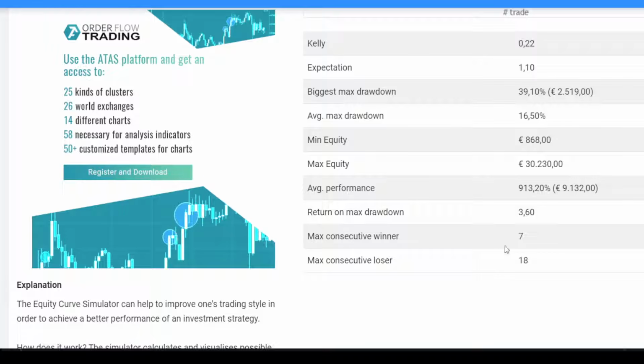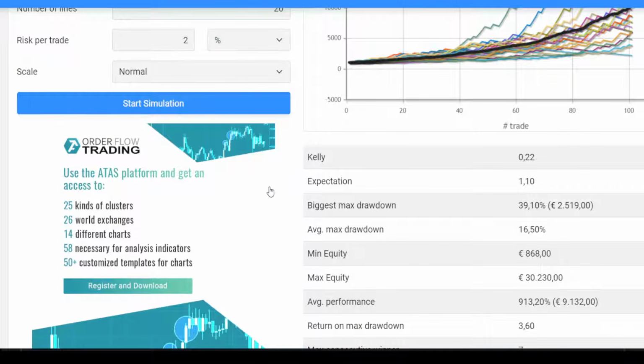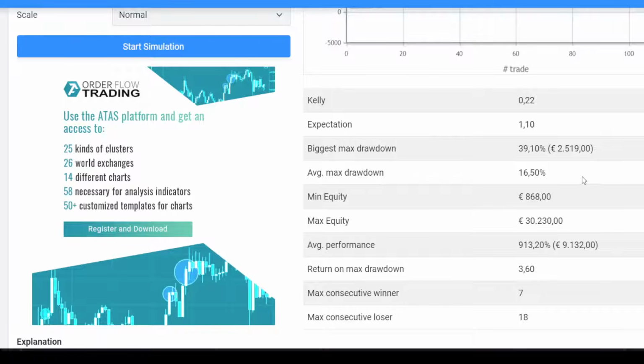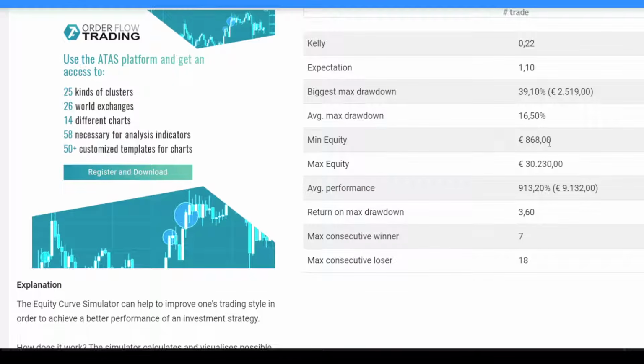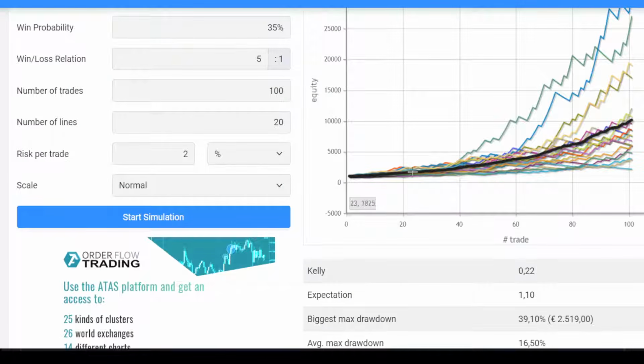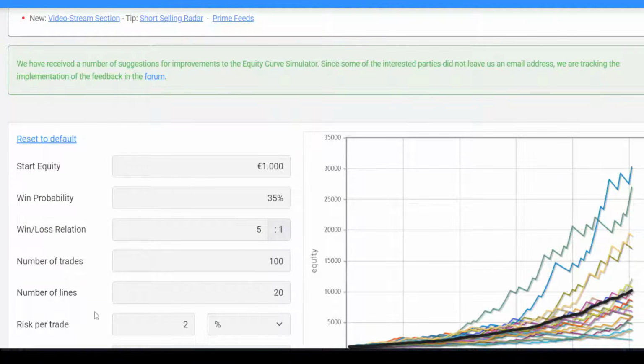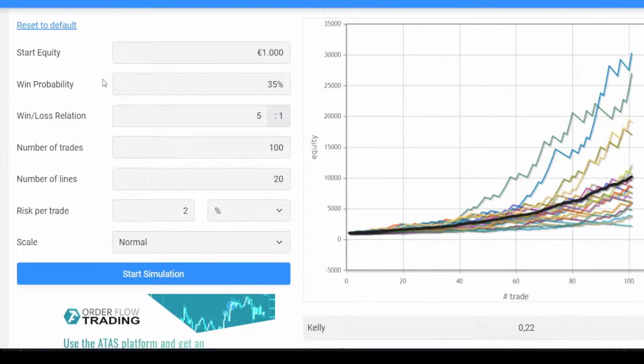Down here, we're going to break down some of the stats. We have biggest drawdown 40%, average drawdown 16%, minimum equity 868, max equity 30,000, average performance, return on max drawdown. Here are two numbers I want to really focus on: max consecutive winners 7, max consecutive losers 18. What we can note is that I actually think this trader's performance is a pretty big outlier event, but not everybody has the same outcome, even though everybody's trading the same data: 35% win rate, 5-to-1 risk-reward, 100 trades, same risk per trade.